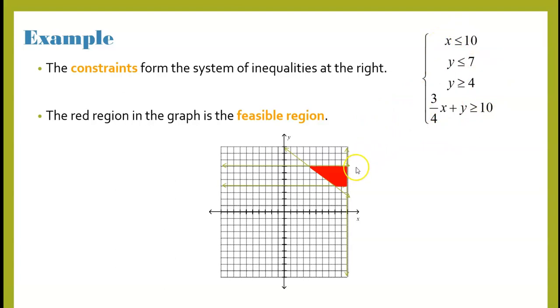And then if we graph all those inequalities, you see x is less than or equal to 10 comes from this line right here. Y is greater than or equal to 4. Y is less than or equal to 7. 3/4 x plus y is greater than or equal to 10. And what happens is we have a region here where all the shading from all those inequalities overlap. That forms the feasible region. These are the points that are solutions to every single inequality in our system of constraints. Any point that's outside of that feasible region is going to make at least one of these inequalities false.